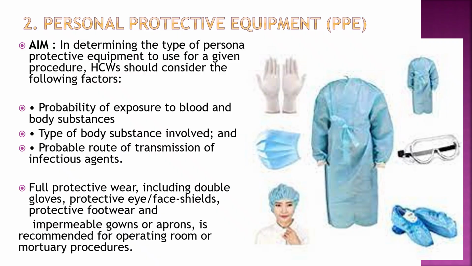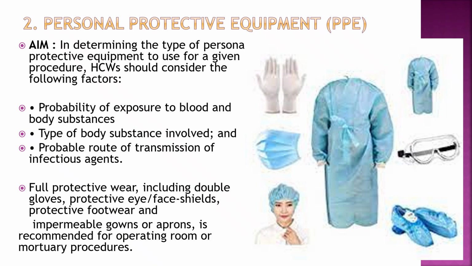So the aim of PPE, that is personal protective equipment, is to determine the equipment to use for a given procedure. The healthcare workers should consider the following factors. So they should know where to use and which personal protective equipment to be used. What is the probability of exposure to blood and body fluids, or type of body substance involved, and probable route of transmission of infectious agent. Transmission of infectious agent by inhalation, or by direct contact, or by indirect contact.